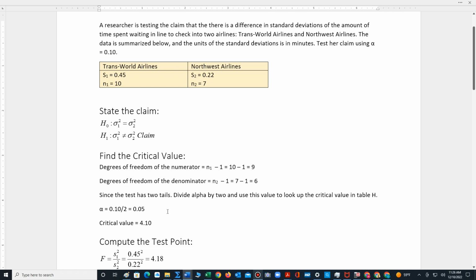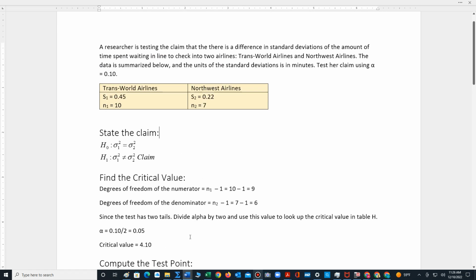Next, we calculate the degrees of freedom of the numerator. That's n sub 1 minus 1, so 10 minus 1 is 9. Degrees of freedom of the denominator, n sub 2 is 7, so 7 minus 1 is 6. And we're looking for the critical value.